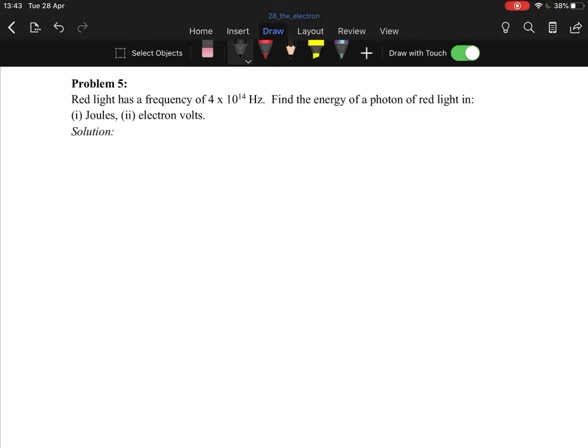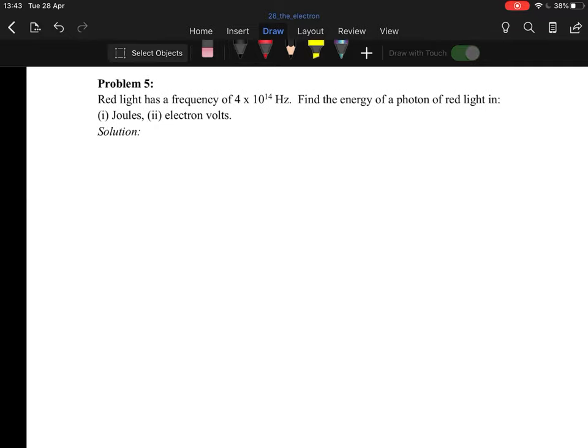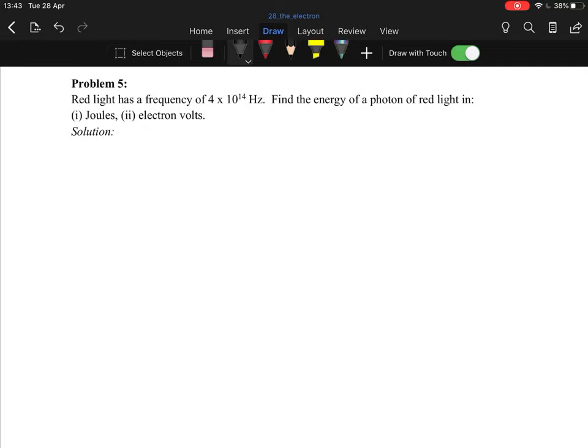All right, so let's do a few questions. Problem 5. Red light has a frequency of 4 by 10 to the 14 hertz. Find the energy of a photon of red light in joules. I'm not going to write all the values down the left-hand side just because there's a lot of them, but generally you would. What they give you in the exam, and if they don't, you can look it up in the log tables.